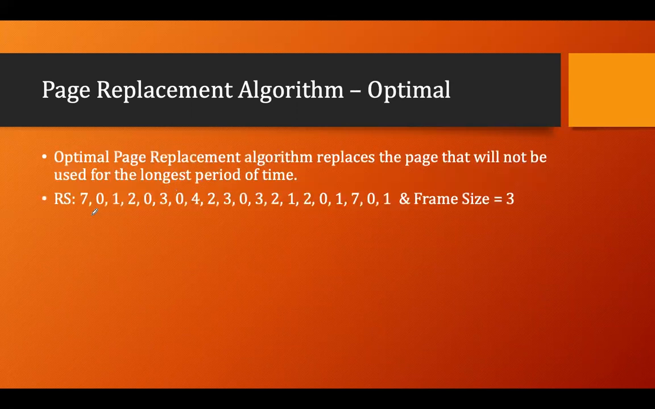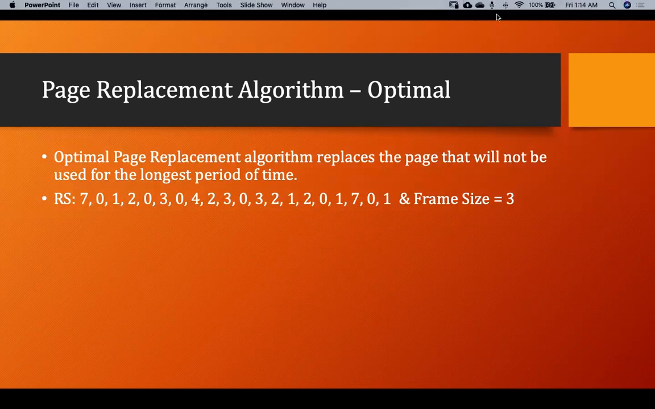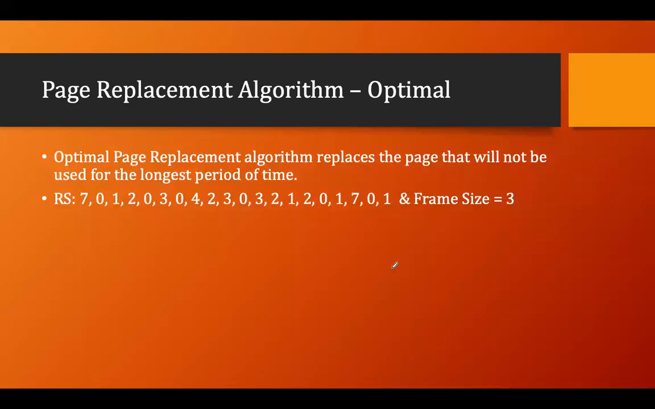Let's go to the other replacement algorithm. The second one is called the optimal page replacement algorithm. What it does is replace the page that will not be used for the longest period of time. That is what we have to replace. Here we are looking from the future perspective, at what will not be used for a longer period of time, right?